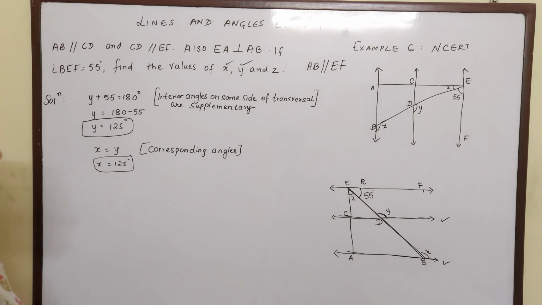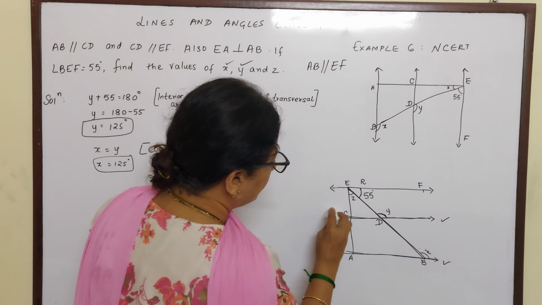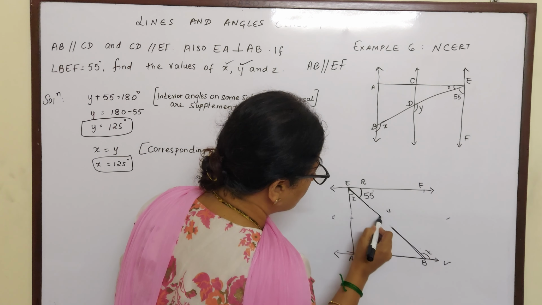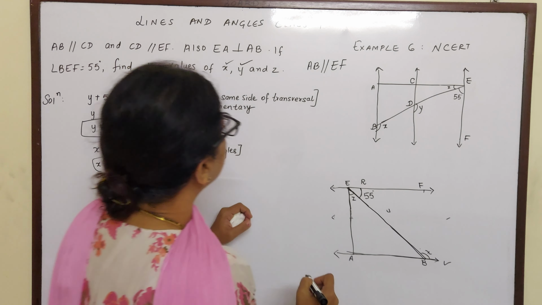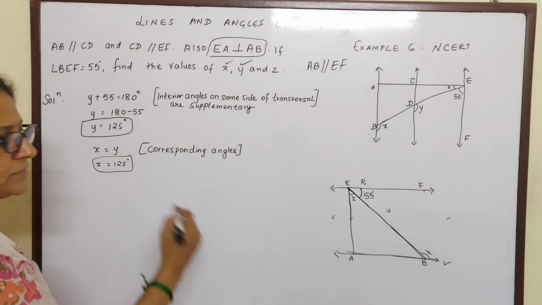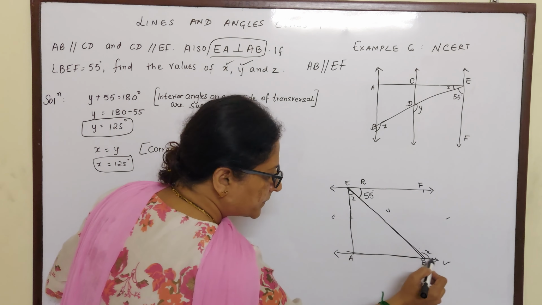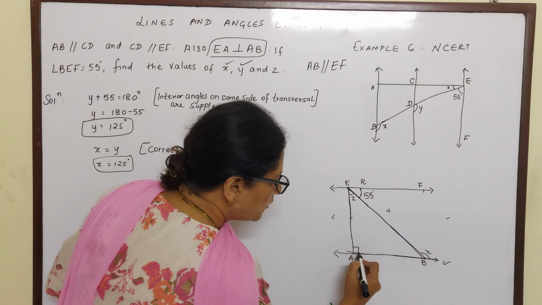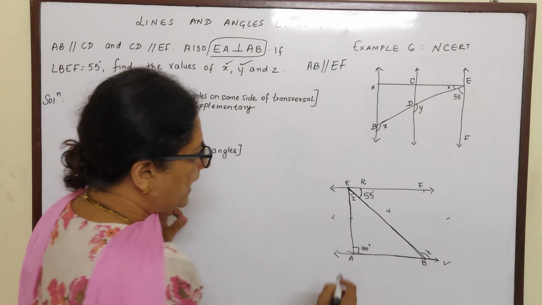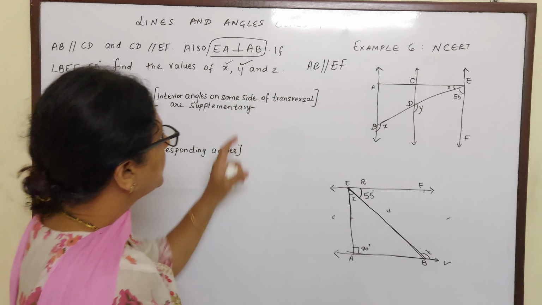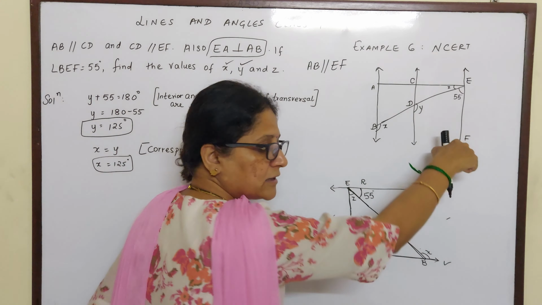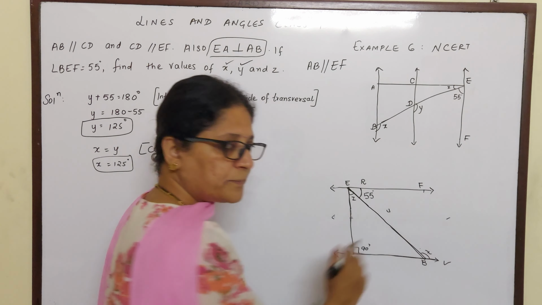Now let us go to the Z part. Suppose children, now I am erasing this line. Don't want this line. We just look at this. Here they have given us one information that EA is perpendicular to AB. That means this is what degree children? 90. Perpendicular means straight, 90 degree it forms. And these two are parallel, because we understood this is parallel to this is parallel to this. That means this is parallel to this line. So these two lines are parallel.